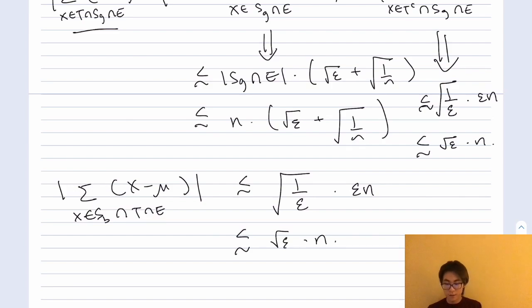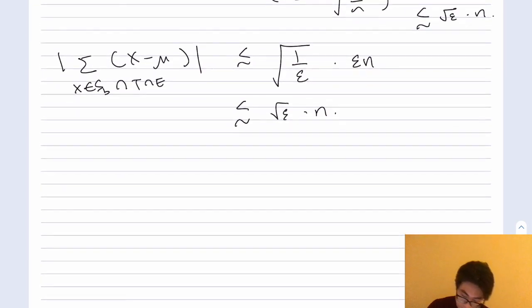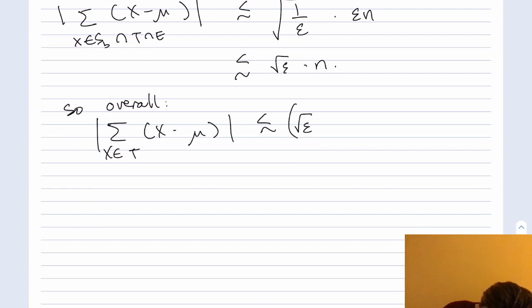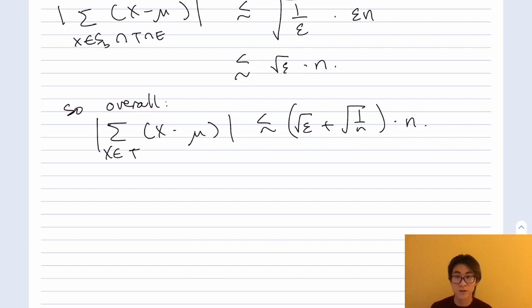So putting it all together, overall the total difference between the sum and mu is something like root epsilon. We have the sum over x in T of x minus mu is at most root epsilon plus root 1 over n, times n. And when you divide through by n, that's exactly the result that we wanted originally.